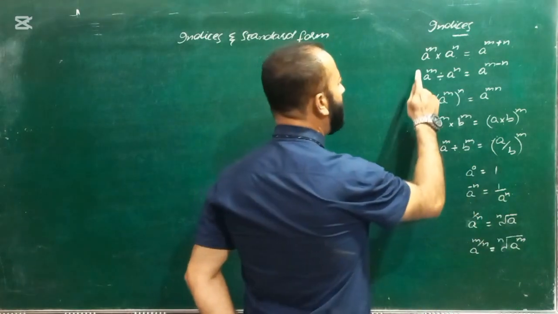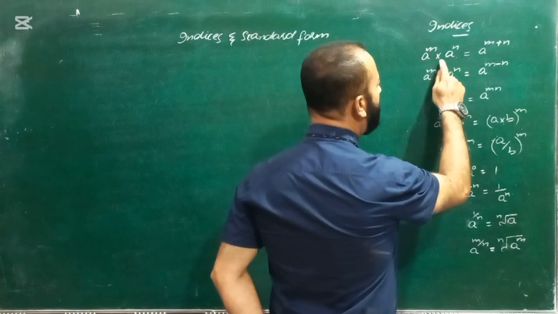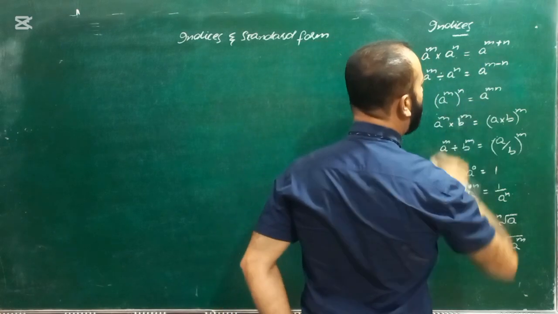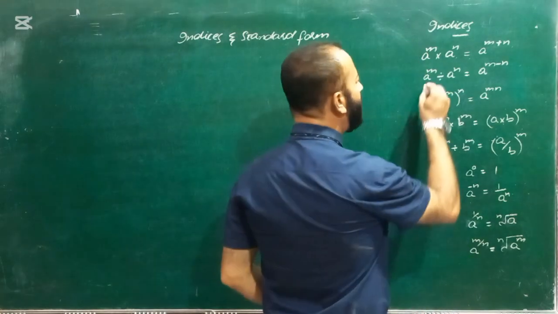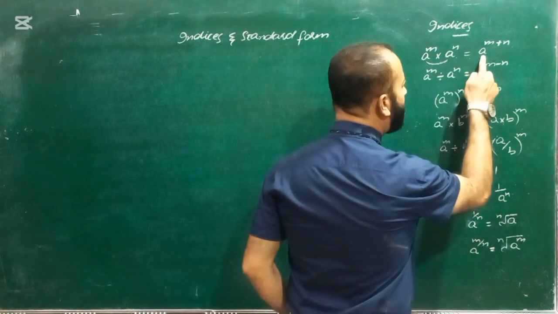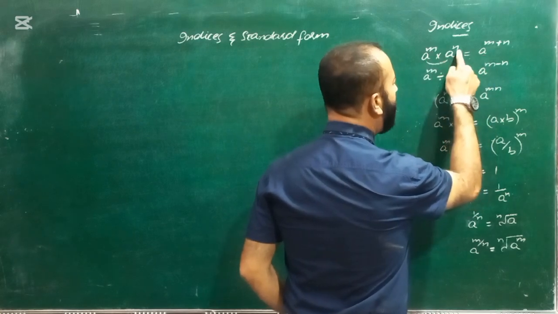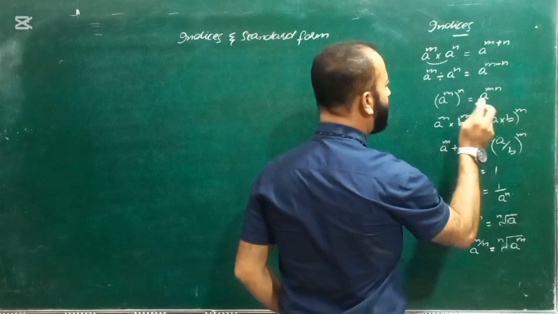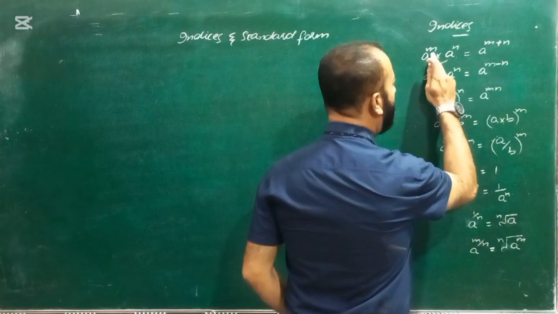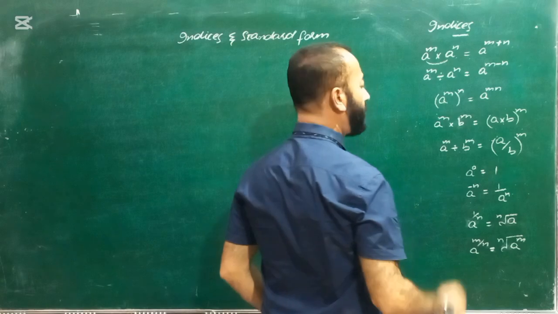Look now. The first is a raised to power m multiplied by a raised to power n will be equal to a raised to power m plus n. The rule is actually if the bases are same, then the base will be written once and the powers will be added. Whatever the powers are, that will be added. So listen again, if the bases are same, base will be written once and powers will be added.